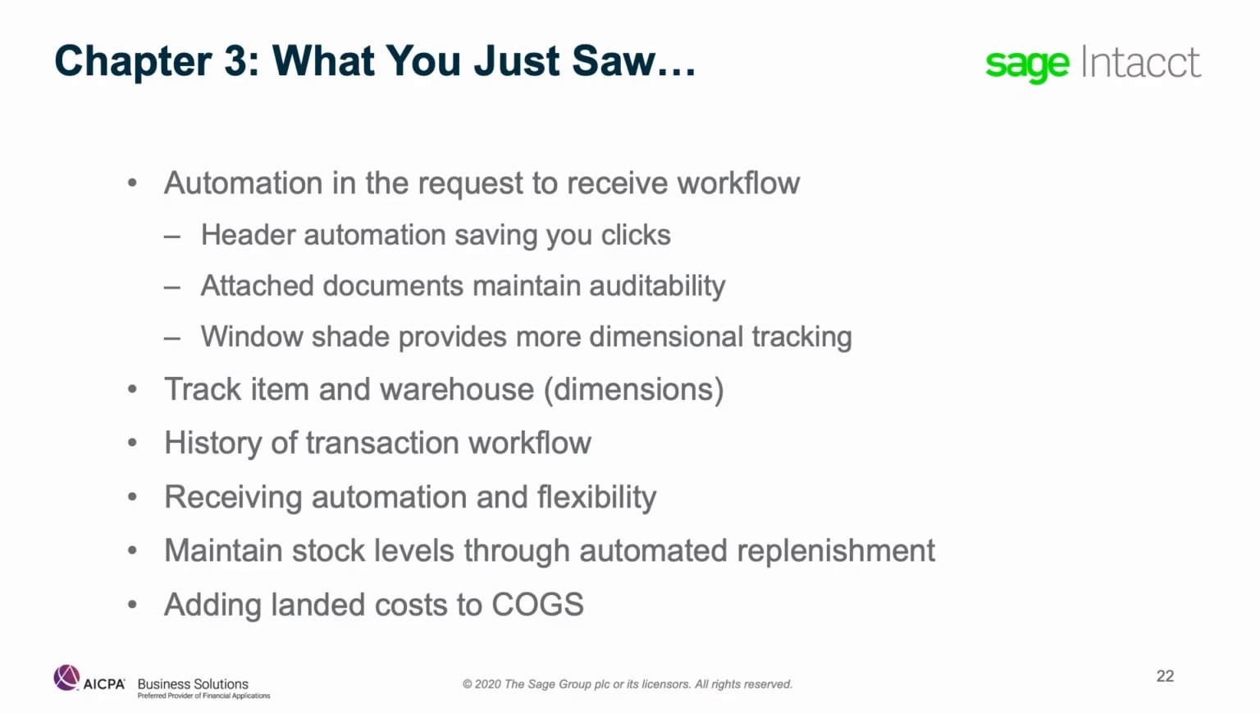We just looked at automation in the procurement workflow, header automation saving you clicks, attached documents maintaining auditability, and window shade providing more dimensional tracking. We saw how we track item and warehouse as dimensions for reporting. We also looked at a history of transaction workflow, receiving automation flexibility, maintaining stock levels through automated replenishment, and adding landed costs to cost of goods sold.